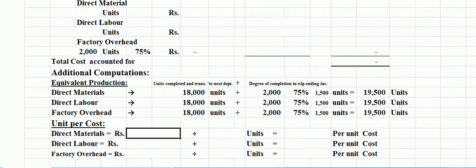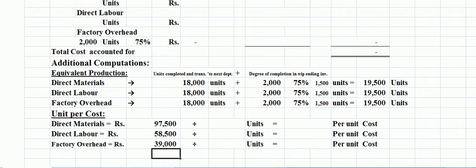The direct material cost is 97,500 rupees, the direct labor cost is 58,500 rupees, and the factory overhead is 39,000 rupees. Now students, we put the units completed in the equivalent production here, 19,500 as direct material, as direct labor, and as factory overhead.